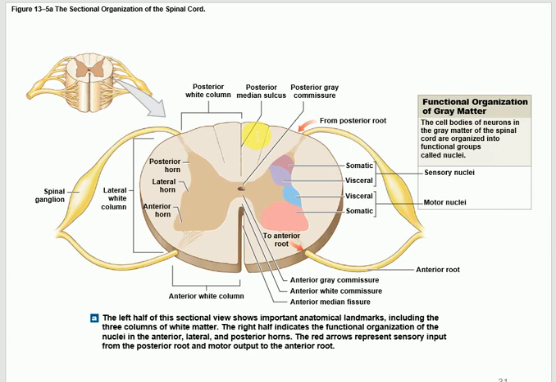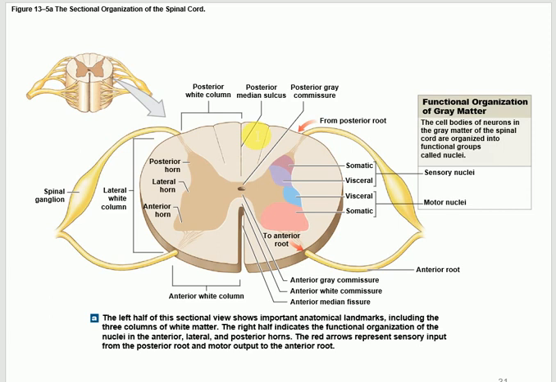Sensation can be somatic or autonomic. Are you getting sensation from skin and muscles, which we call somatic, or from the viscera? We call that autonomic or visceral. So this one receives the somatic and this one receives the visceral. Then when you give a motor command, the motor command for visceral is at the lateral column, and for somatic is in the anterior column.